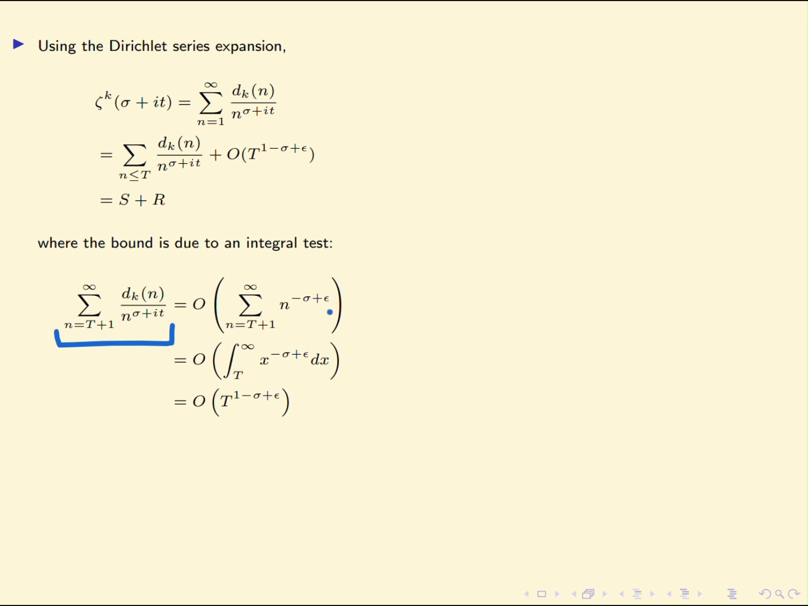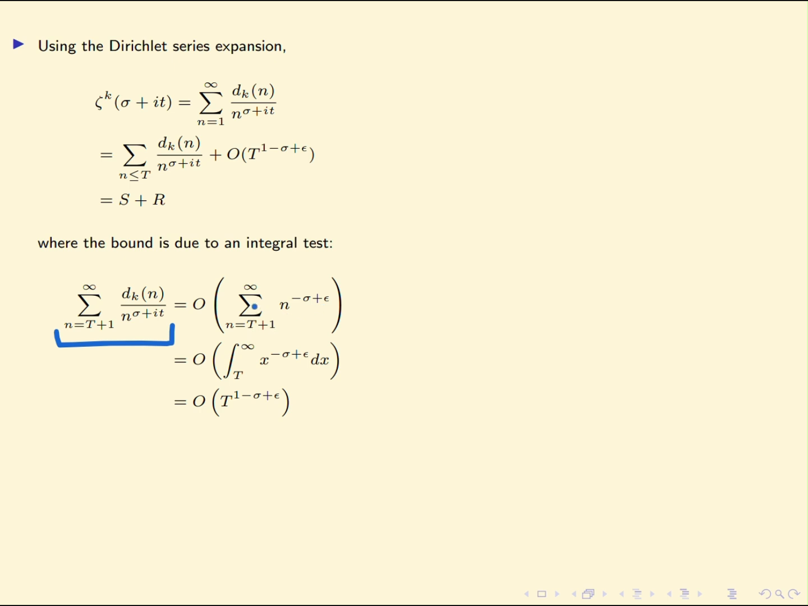So that's where this epsilon comes from. And then in a big O, we don't care about this it part at all, because a real number to an imaginary power doesn't affect the magnitude of the number at all. So in a big O, we only care about the size of a number, the modulus. So we don't care about the imaginary part. Therefore, this thing is just n to the minus sigma plus epsilon.